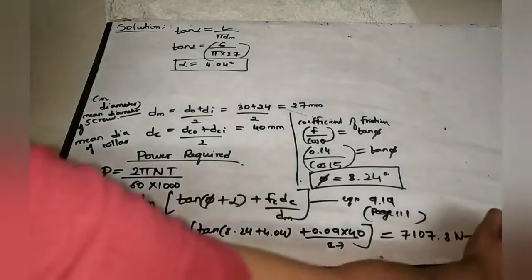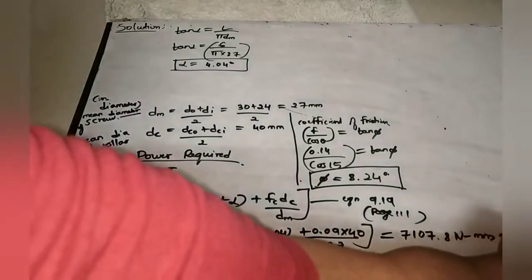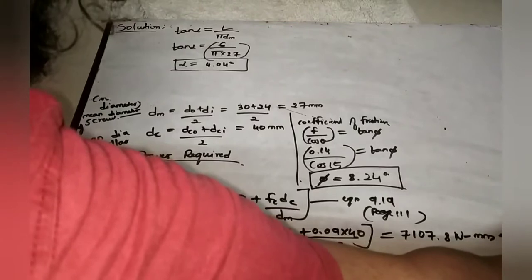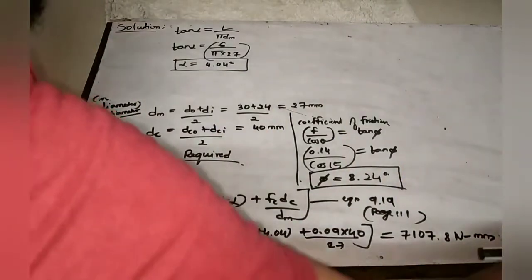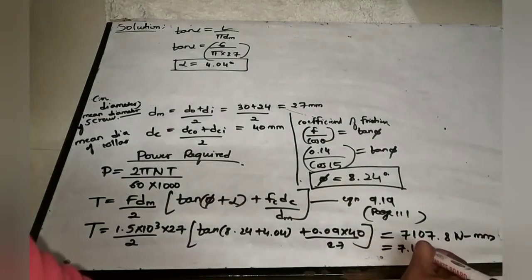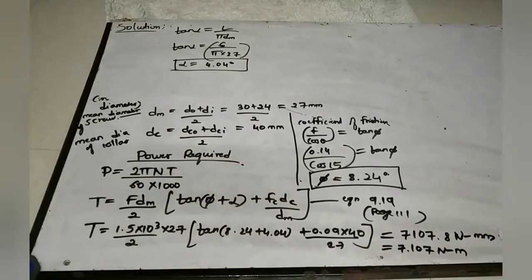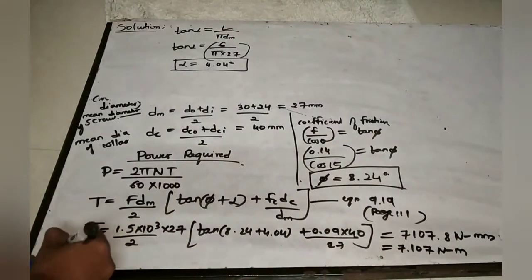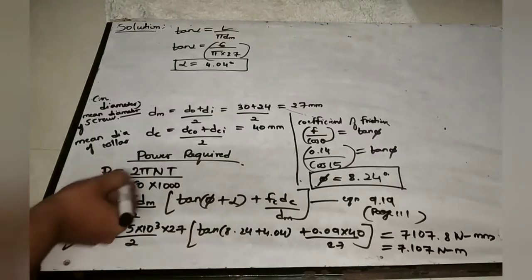Okay, so if you convert this into Newton meters, it is 7.107. So let me write it over here: 7.107 Newton meters. If you substitute in meters, this is the value. So we have got the torque now, so power we can easily calculate.